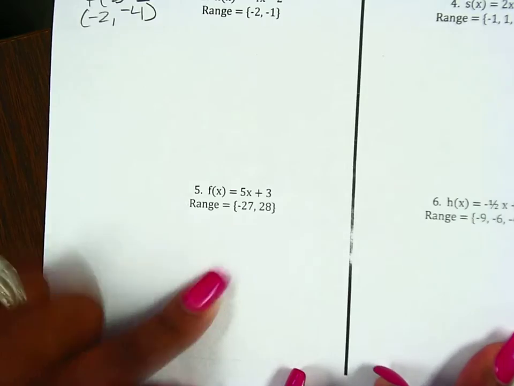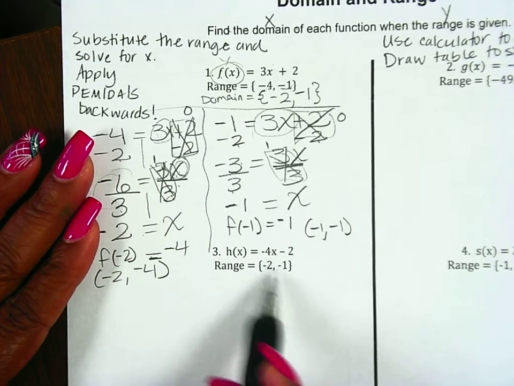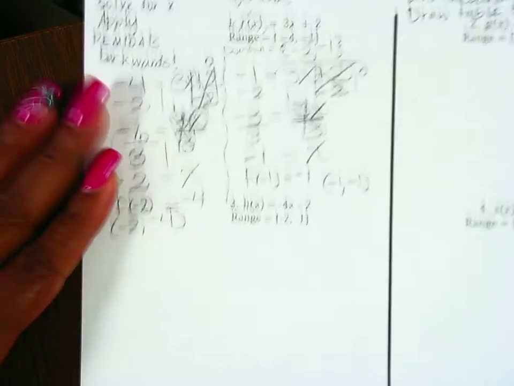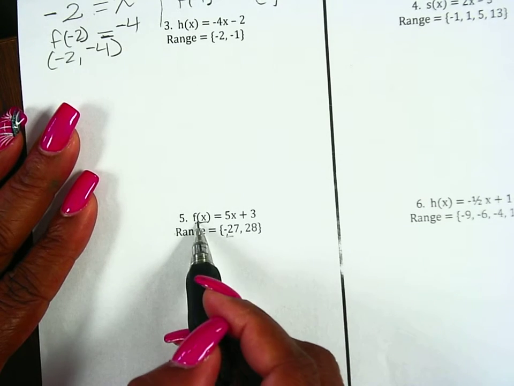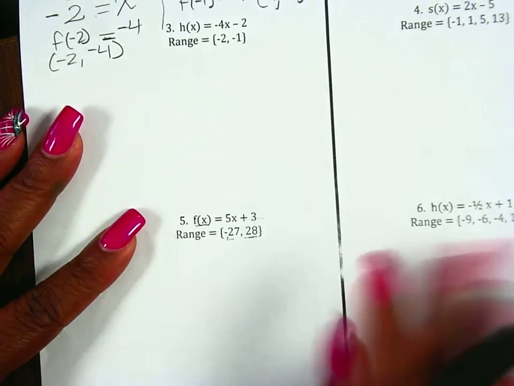I'm going to do the same thing for number 3 and for number 5. It's the same process, substituting in these values for h of x. I substitute -2 in for h of x, substitute -1 in for h of x, solve for x. Same thing here. Substitute -27 in for f of x, then solve for x. Substitute 28 in, then solve for x.